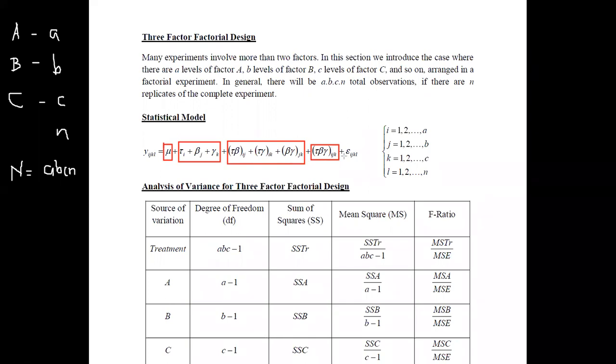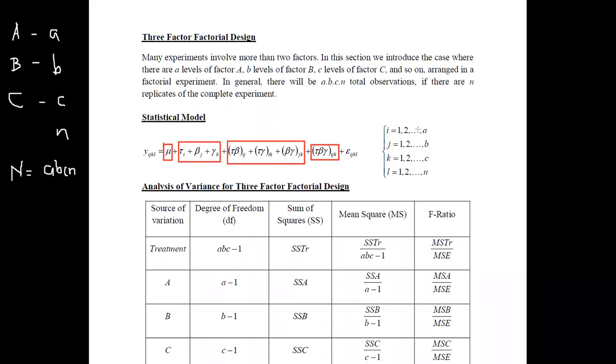And same as the previous model, here also the error term is denoted by epsilon. I is used to denote factor A, j is for factor B, k is for factor C, and l is for the replicates.